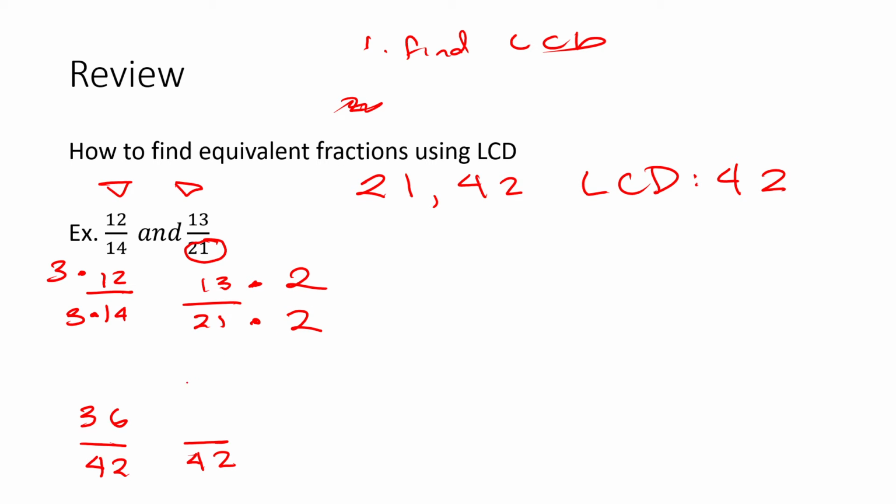13 times 2 is 26. 21 times 2 is 42. And that's it. And that's all your final. Those are the two answers you will show me if I ask you guys to find me an equivalent fraction. Okay? However, this is not the main topic of this section, so we need to continue on.